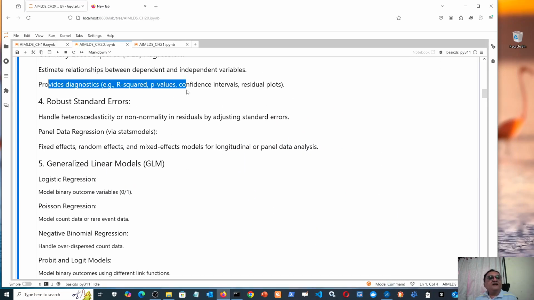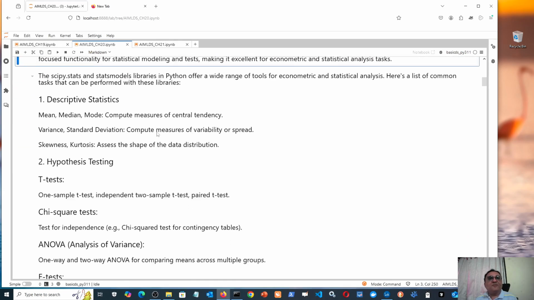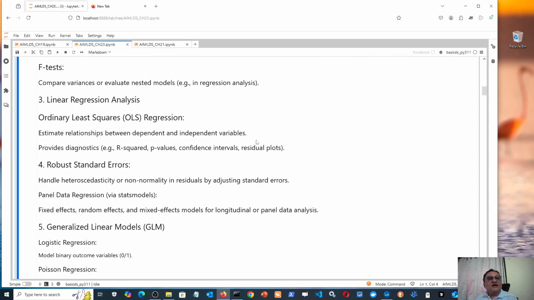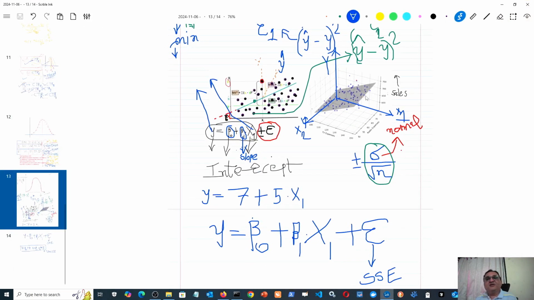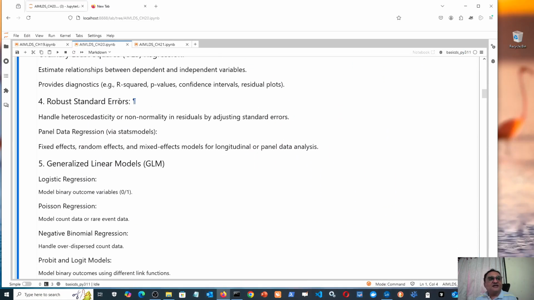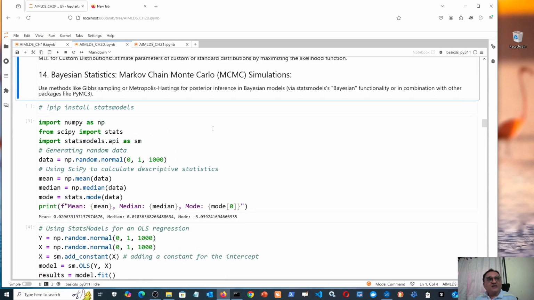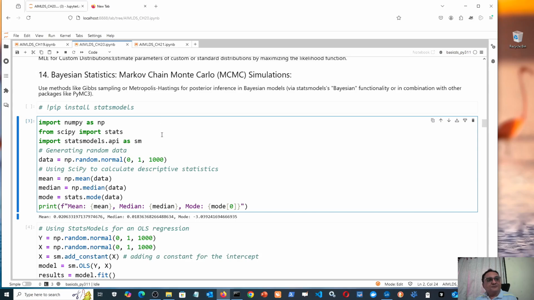Now, one important application of implementing this statistical calculation in SciPy and statsmodels is to provide diagnostics, that is R squared, p-value, confidence interval, and residual plots. Because when we statistically obtain such a line of best fit or plane of best fit, obviously there is error. So the question is whether there is acceptable or unacceptable error. How much error is there? What is the quality of fit of this line or plane? The answer is given by these statistics: R squared, p-value, confidence interval, and residual plots. So we want to talk a little bit about these things. Let us start with our data in this particular example.